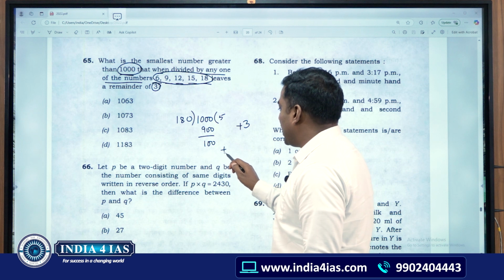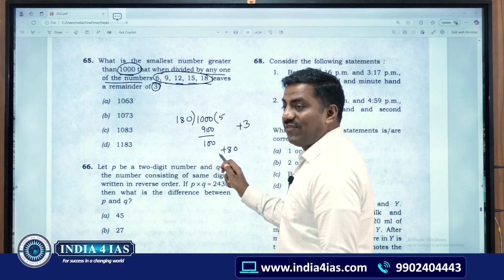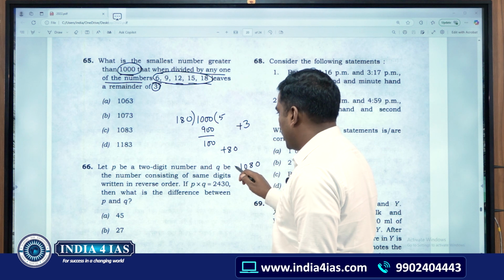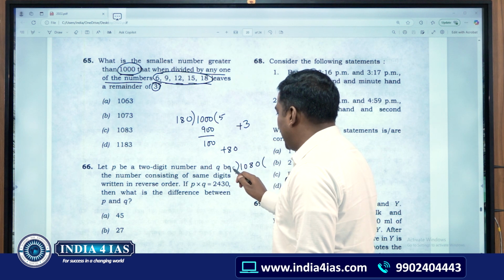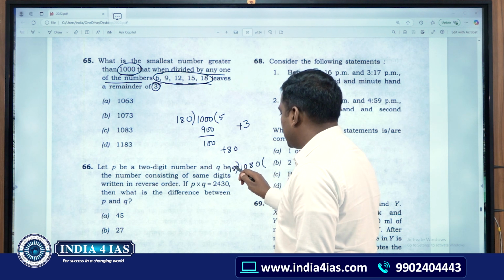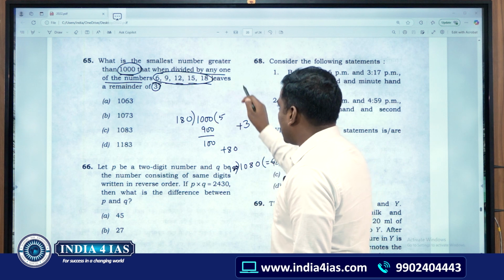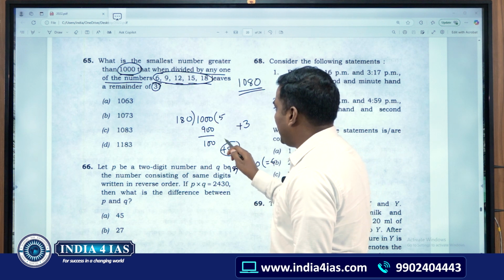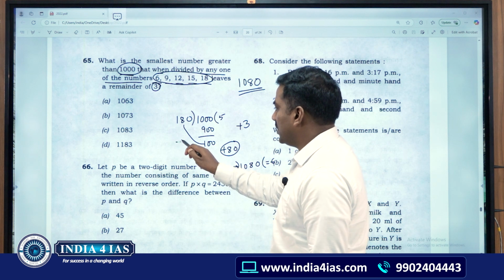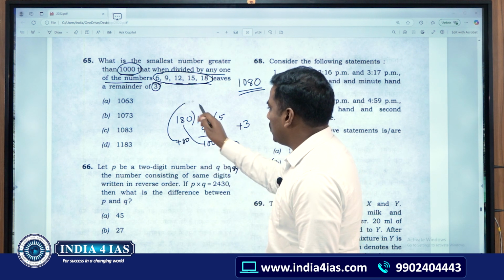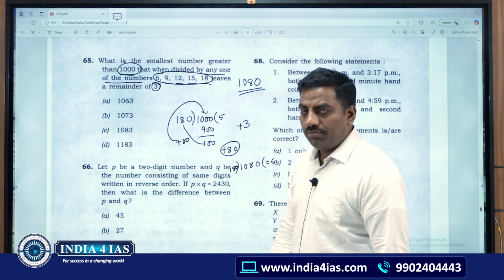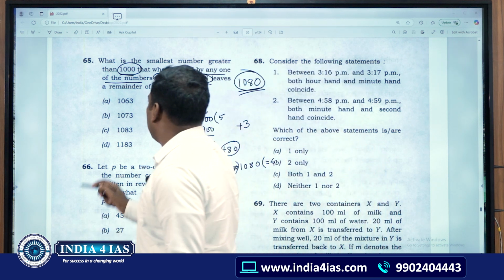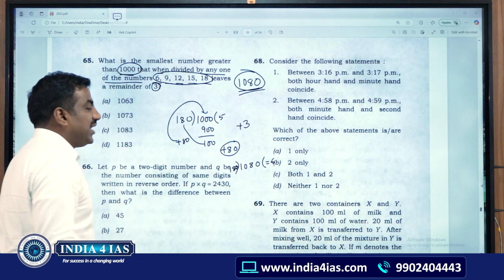If I add 80 to this, it will become 1080. So 1080 divided by 180 is equal to 6. So 1080 is that number. So how do you get this 80? The difference between these two is equal to 80. Add this to this 1000. So 1080 is the smallest number divisible by 6, 9, 12, 15 and 18.